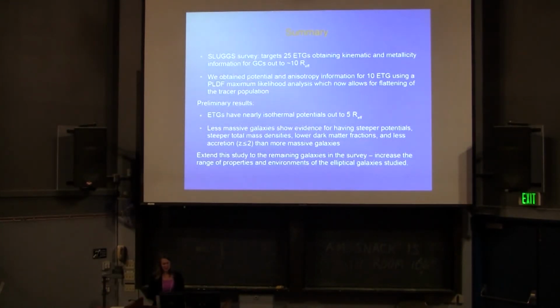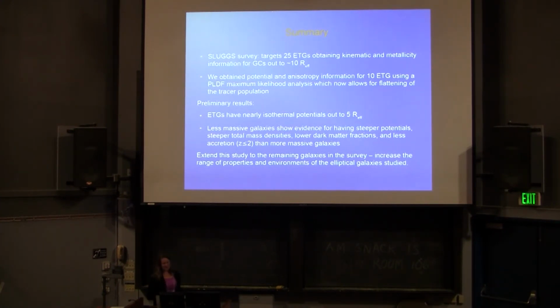So just to conclude, we've used the SLUGGS survey, which consists of 25 early type galaxies, which again Jean will talk about in the next session. And we've applied our maximum likelihood analysis to 10 of them, using globular clusters as dynamical probes to the halos of these galaxies. And what we've been able to tentatively find so far is that it seems that early type galaxies, even out to these larger distances, are still represented by an isothermal profile.